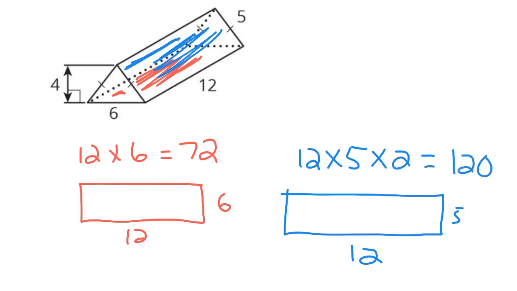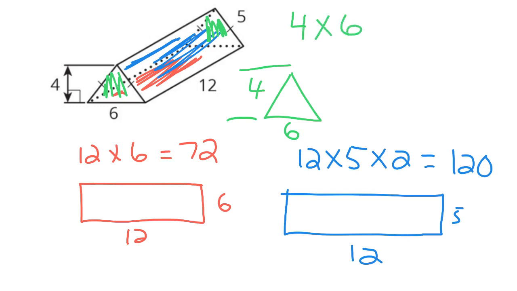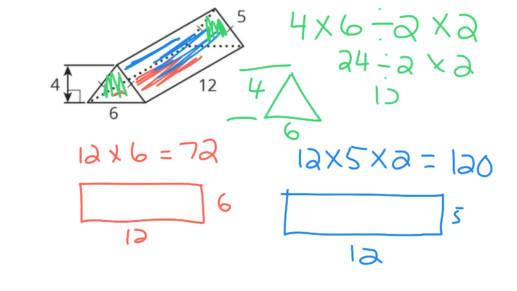And then finally we've got two triangles here. We go one way back here and one in the front, which are 4 by 6. So if I draw that triangle, it's got a height of 4 and a base of 6. So I'm going to do 4 times 6 divided by 2, but then times 2 because I have two of them. So 4 times 6 is 24. 24 divided by 2, because it's a triangle, is 12. 12 times 2 is 24.